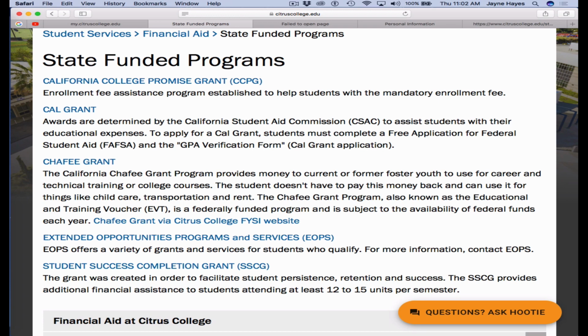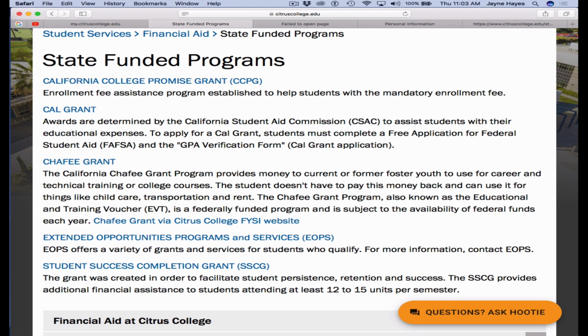Again, as I mentioned earlier, for some of you who might already qualify for a Cal Grant Award, we do have a new program called the Student Success Completion Grant, SSCG. This grant is introduced for students who are taking more units to try to complete their programs faster. In order to qualify, you have to be eligible for Cal Grant B or C, already be receiving it, and be enrolled in at least 12 units.